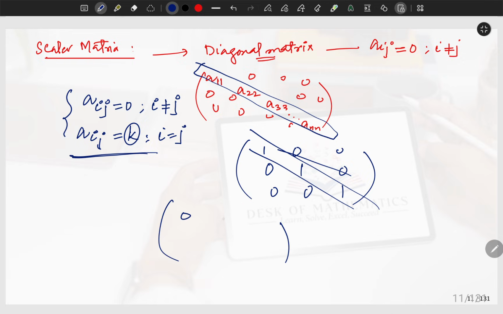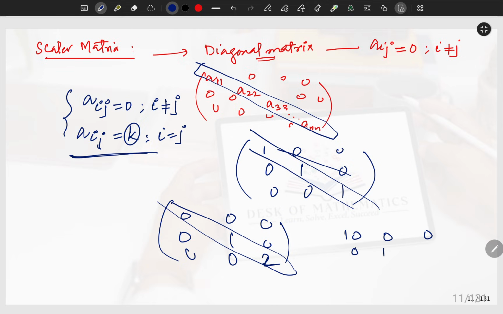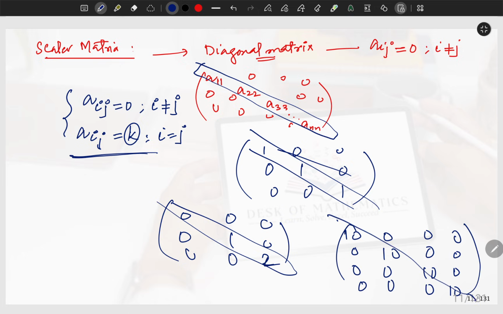For example, I will write 1 0 0, 0 1 0, 0 0 2. This is a diagonal matrix, but this is not a scalar matrix. But 10 0 0, 0 10 0, 0 0 10 is a diagonal matrix, and this is scalar because all the diagonal elements are equal, so this is the scalar matrix.